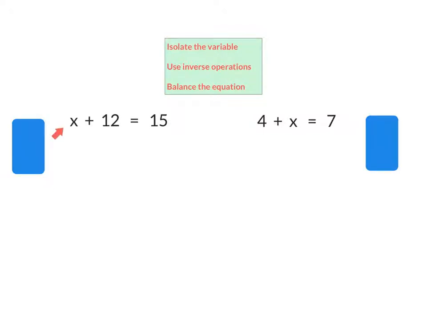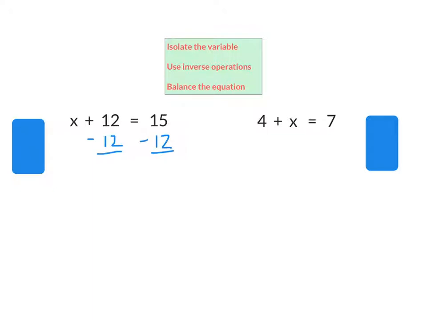In my first equation, x plus 12 equals 15, I'm going to isolate my variable x, and I'm going to do that by using an inverse operation to get rid of the 12 from the left side of the equation. The inverse operation for addition is subtraction. And in order to keep my equation balanced, I need to subtract 12 from the left side of the equation, and I also need to subtract 12 from the right side of the equation.